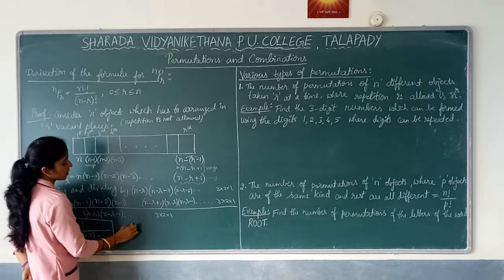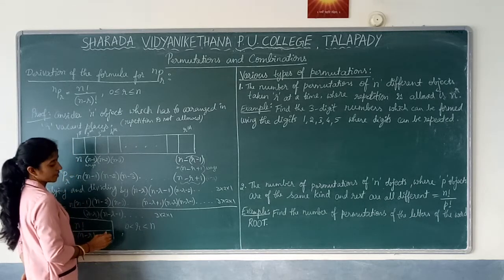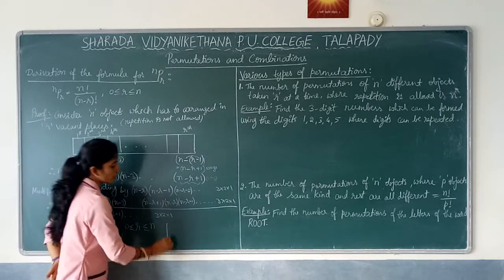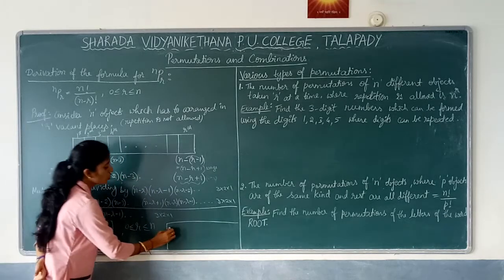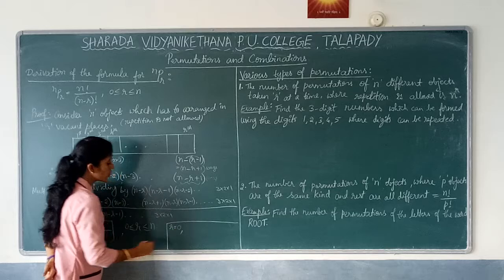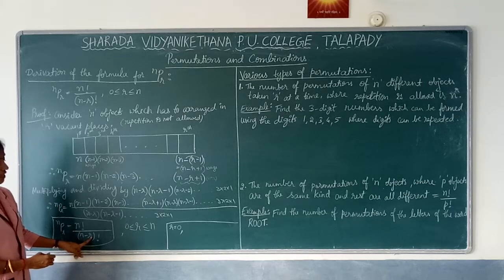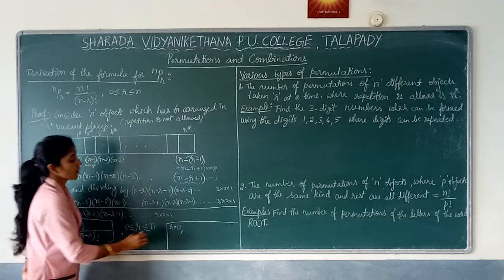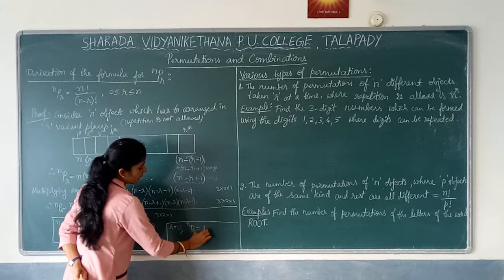Okay, and the condition for r is greater than 0, less than n, and it can be equal also. Why? Because whenever you use this formula for r is equal to 0, what will happen? When r is 0, we get n factorial divided by n minus 0 whole factorial. So you get n factorial divided by n factorial, that is equal to 1. So whenever r is 0, we get nP0 is equal to 1, isn't it?